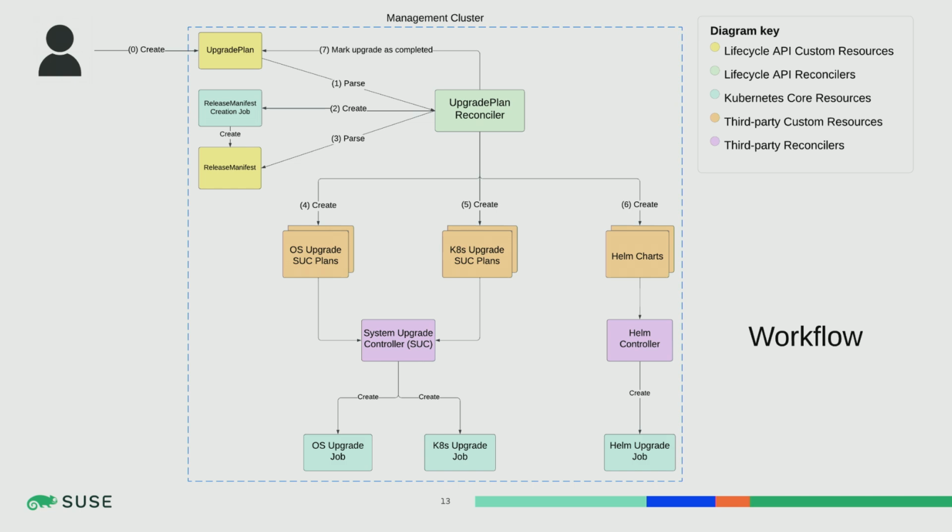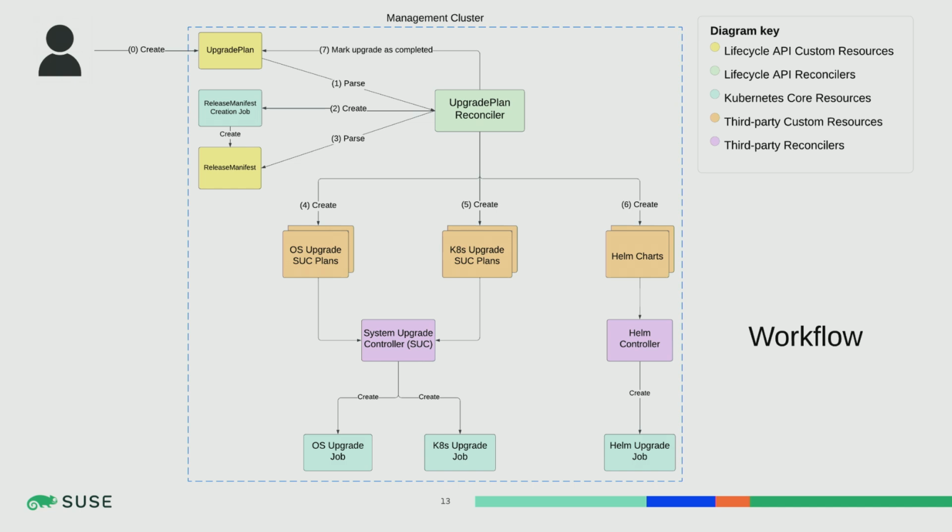It has a reconciler inside of it. It immediately detects the upgrade plan. It takes the release version, and based on the release version, searches for a release manifest inside of the cluster that it can use. If it does not find a release manifest in the cluster, it will create a workload that will pull the release manifest image and deploy the release manifest resource onto the cluster.